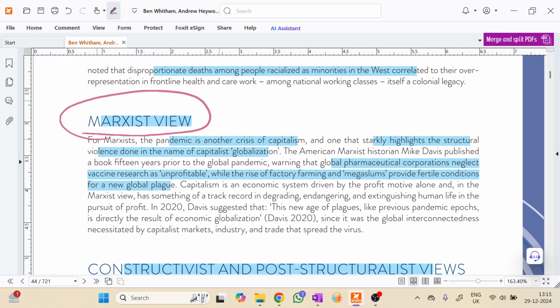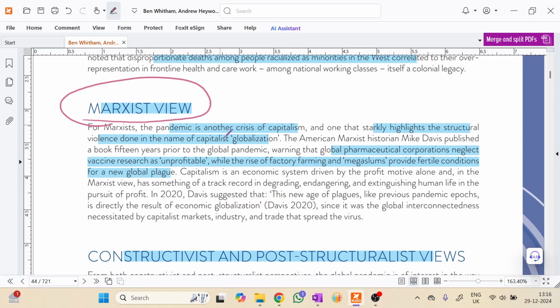Then let's have a look at the Marxist view. According to Marxists, the pandemic is another crisis of capitalism, which starkly highlights the structural violence done in the name of capitalist globalization.